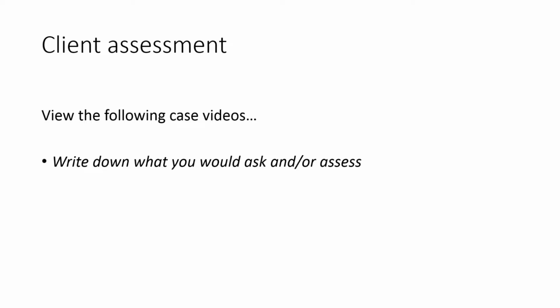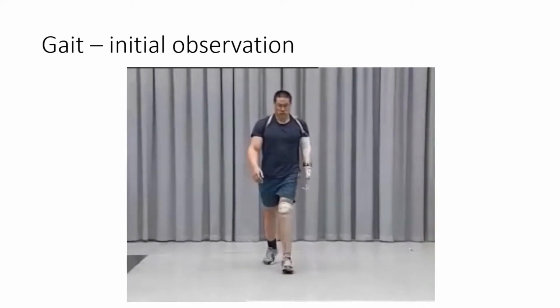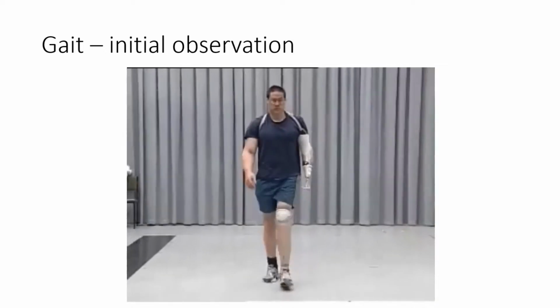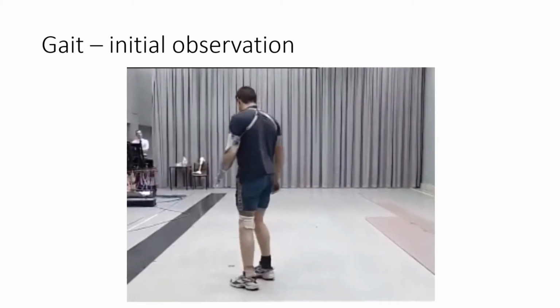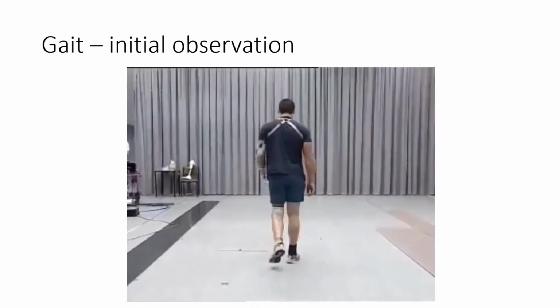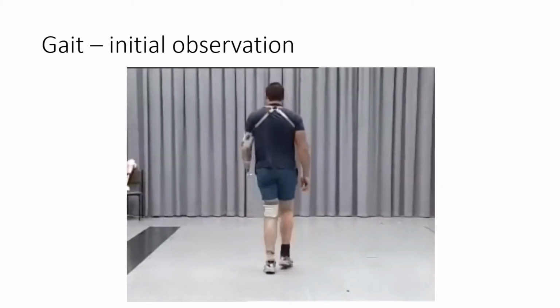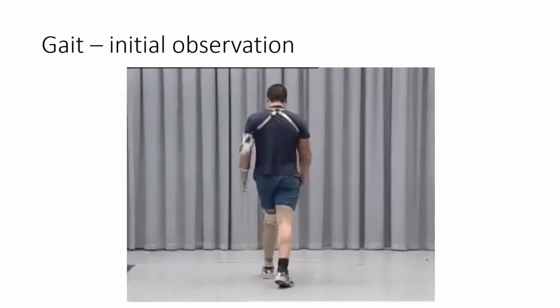So the first client, we'll look at one client, and he is an amputee, both upper and lower limb. And again, an interesting case to start with. So we'll start with some gait observation. What are the kind of things that you're looking for? And what are the observations?